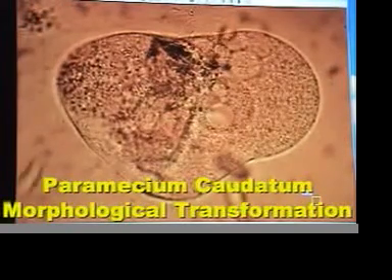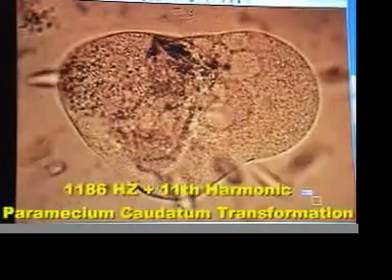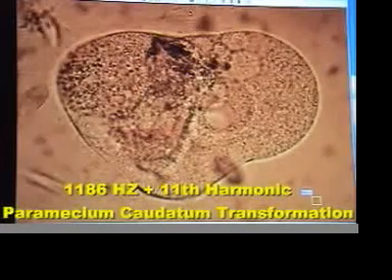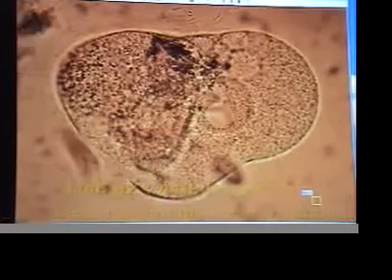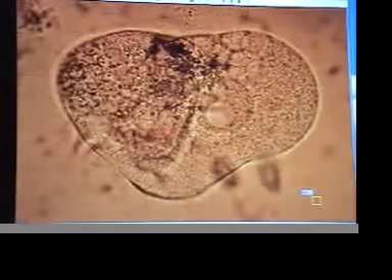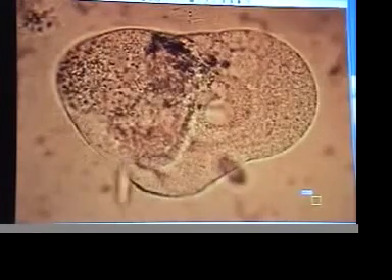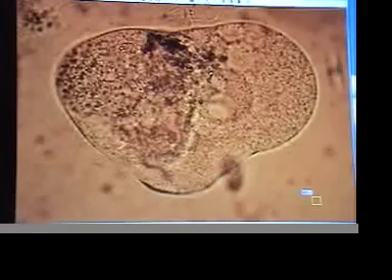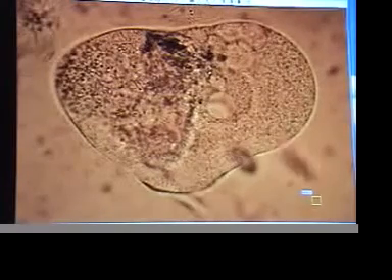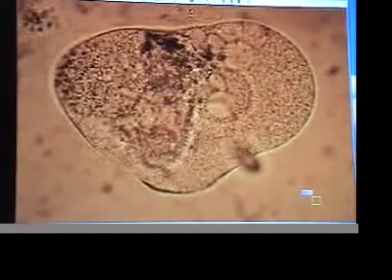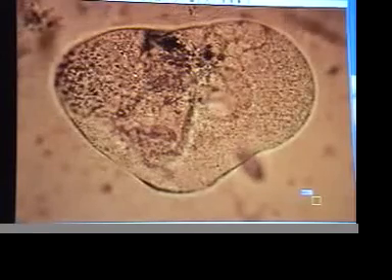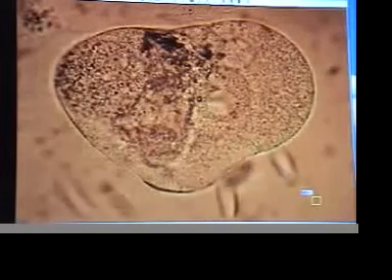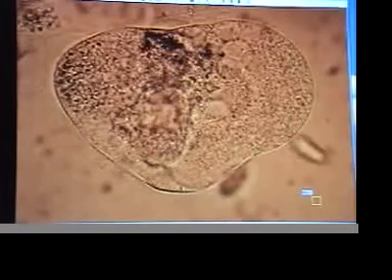Current frequency is 1186 plus the 11th harmonic, but I believe that change actually occurred at 1185, but when we hit 1186 we got even more changes. That's the organism moving somehow, not me. As it continues to change shape, that shape change causes it to move around a little bit on the slide.